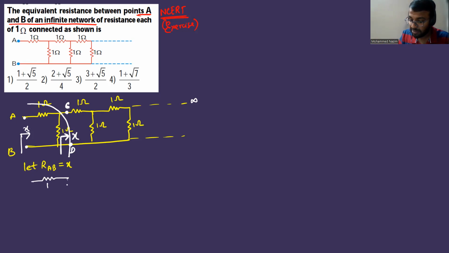Now from here it is completely a mathematical question. And from C to D, what is the resistance? It is nothing but X. So I'll put a resistor of resistance X, and this is AB.